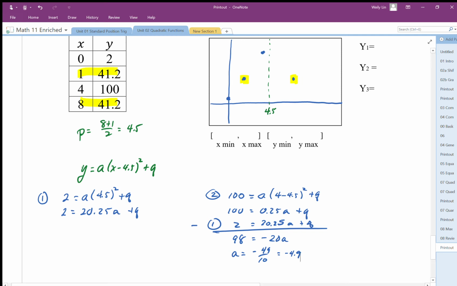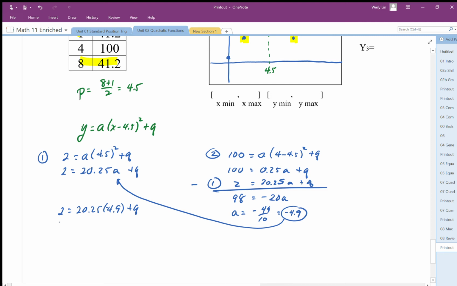I'm going to solve for my q. I'm just going to substitute it back into my equation here. So I'm going to end up with 2 is equal to 20.25 times negative 4.9, plus q. So when I solve for q, let's see here, 20.25 times negative 4.9 gives us negative 99.225.